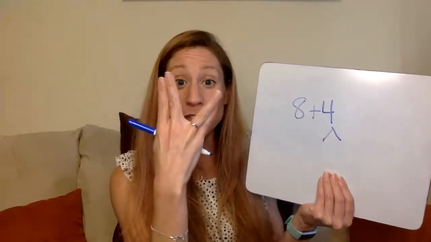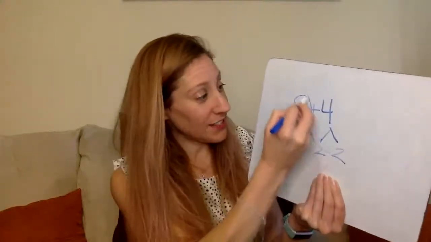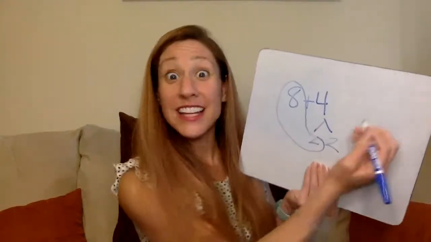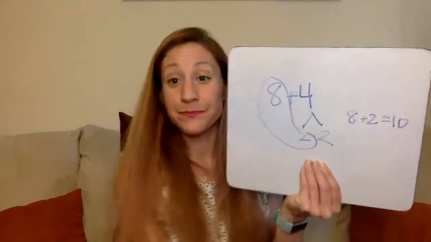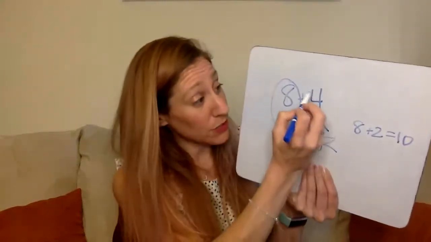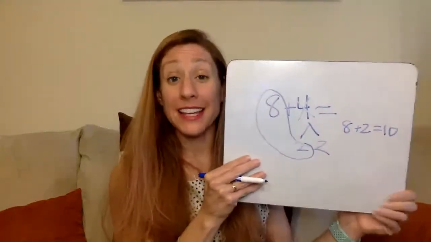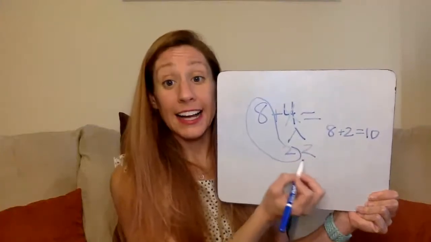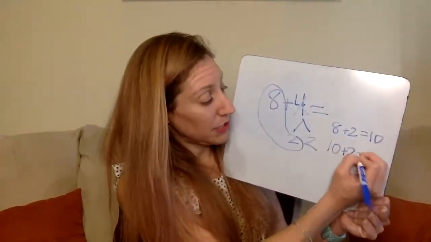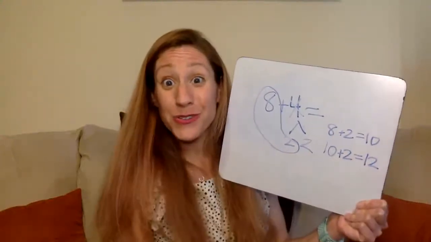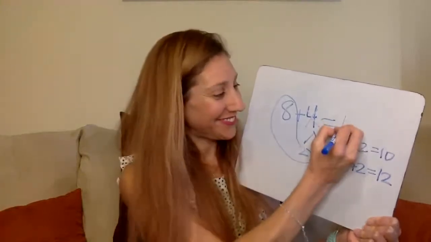4, split it up into 2 and 2, I can make a 10. Woo! Make a 10, circle that 10, find that 10, love that 10! So 8 plus 2 equals 10. And I've already split up the 4, so I don't have that anymore. But when I make that 10, I have some left over. So I need to add those back together. 10 plus 2, which equals 12. So 8 plus 4 equals 12.